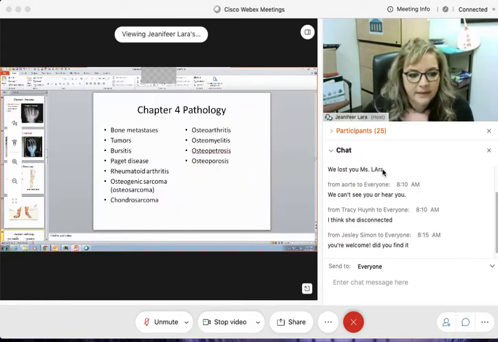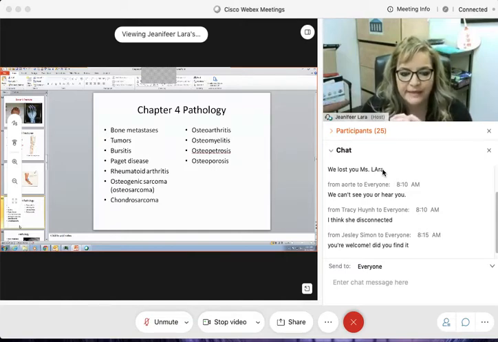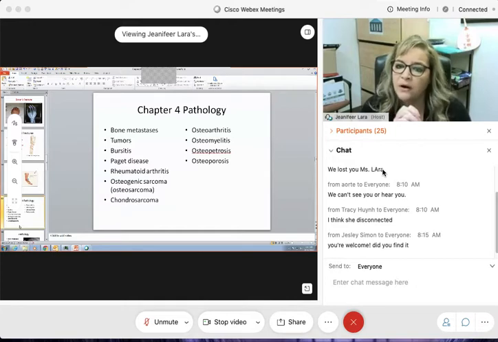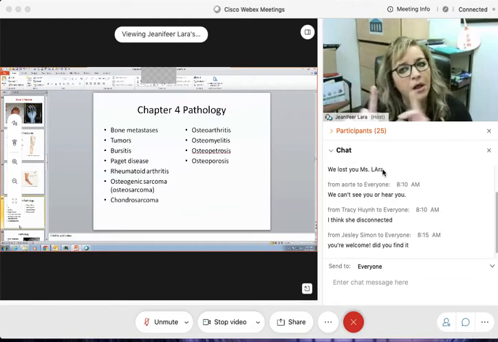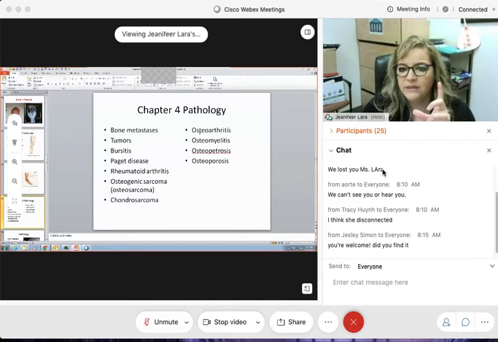I feel like I'm in a race, like I'm going to lose you guys again, so I want to get some of this out. Okay, so we have bone metastasis, tumors, bursitis, Paget's disease, rheumatoid arthritis, osteogenic sarcoma, or short, osteosarcoma, chondrosarcoma, and then we have osteoarthritis and osteomyelitis, which don't all mean the same thing. What does osteo entail? What does osteo mean?